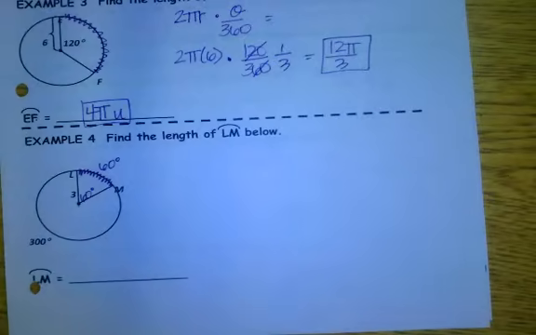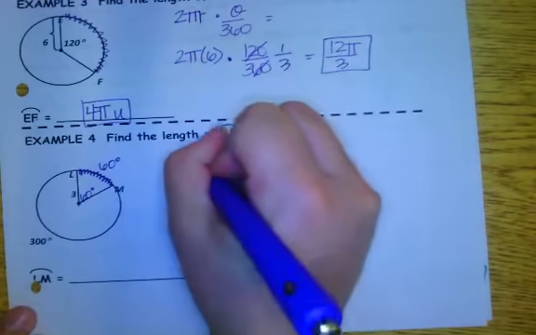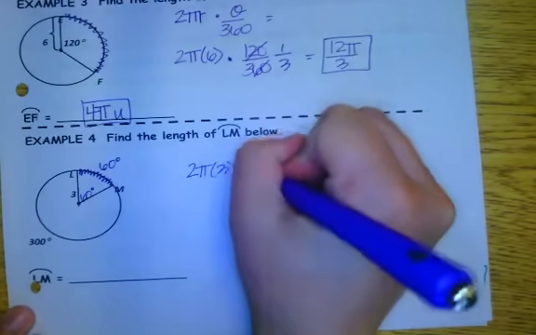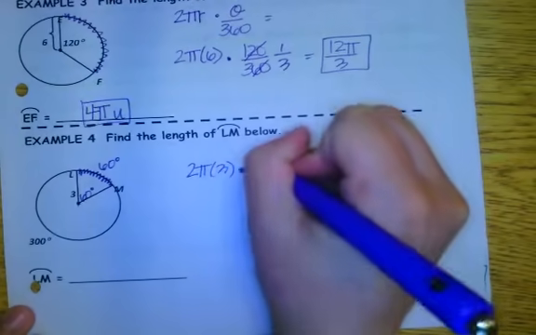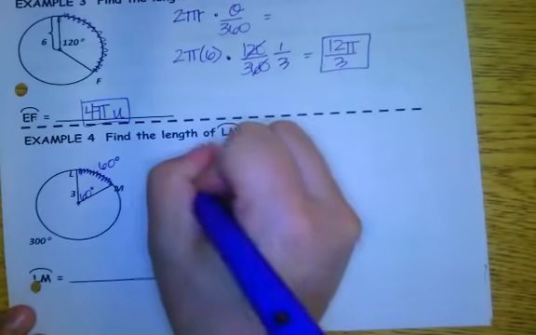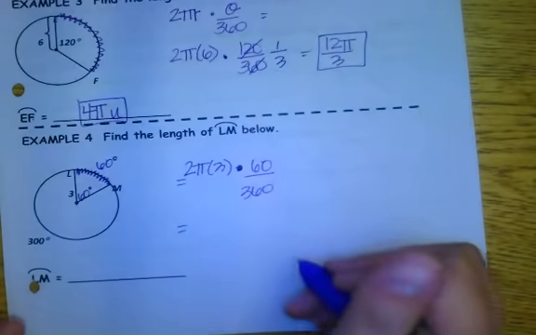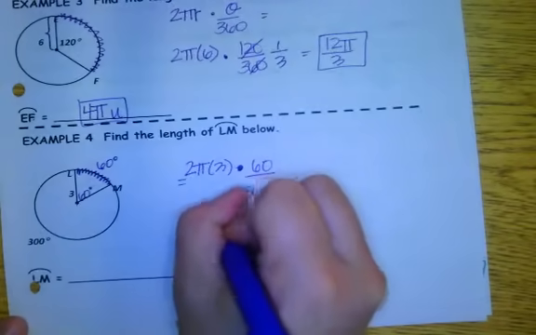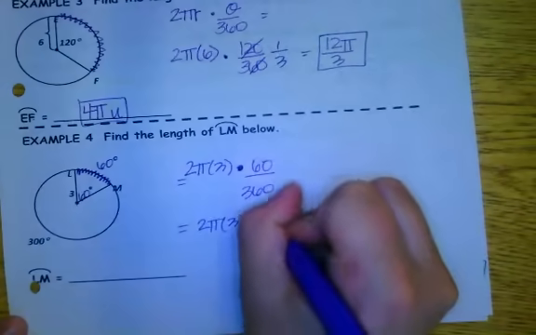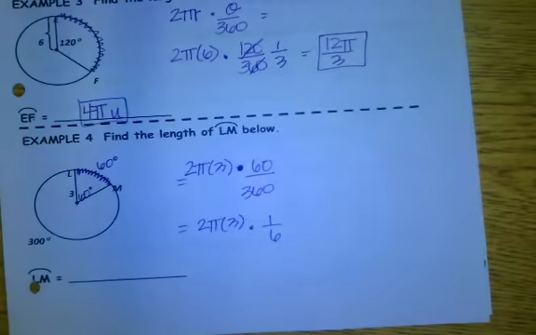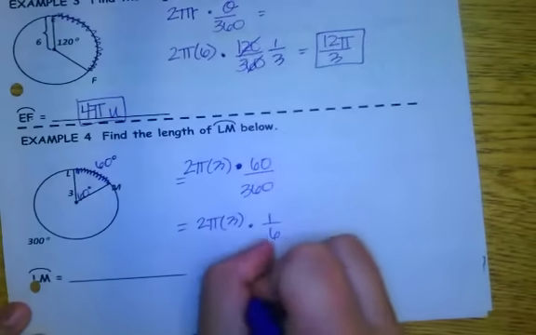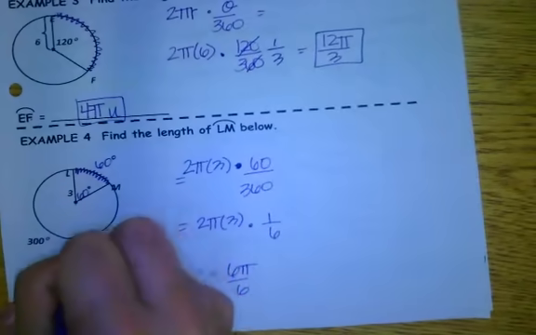Mason, is my central angle in degrees or radians? Degrees. So what formula do I use? 2 pi r times 60 divided by 360. Very good. 60 over 360 simplifies to what? 1 over 6. So 6 pi times 1 over 6. So it's 6 pi divided by 6, so it's 6 pi. Very good. Are you catching on? Yeah.